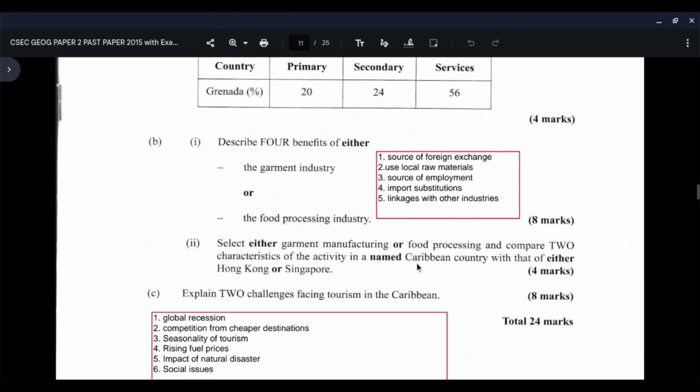Both process locally produced foods and import products, while Hong Kong mainly processes imported products. So in the Caribbean, most of the goods that are produced are locally produced. So the primary industry supplies the food processing industry in the Caribbean, while in Hong Kong they mostly import.